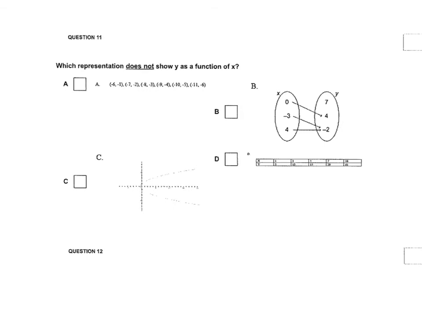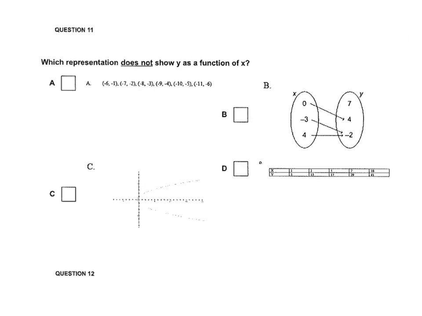Which does not show y as a function of x? So we've got -6, -7, -8, -9, -10, -11. None of those x values repeated, so that is a function. We're looking for one that is not a function. On B, every arrow goes to just one value over here, or there's only one arrow coming out of each x value. So the table, if we wrote a table out, would look like this.